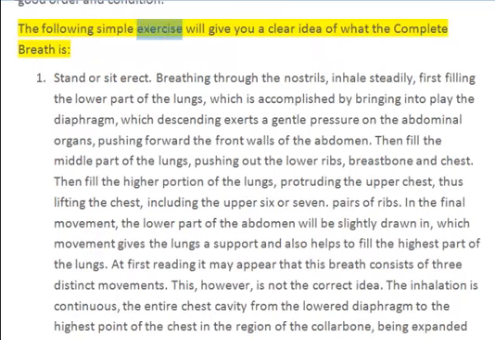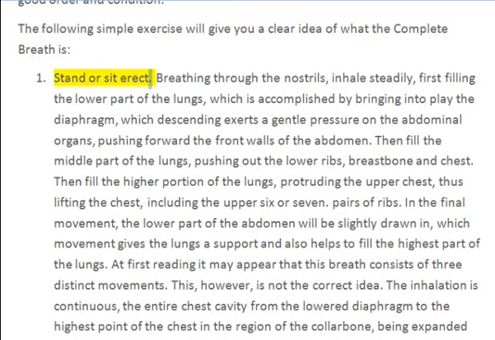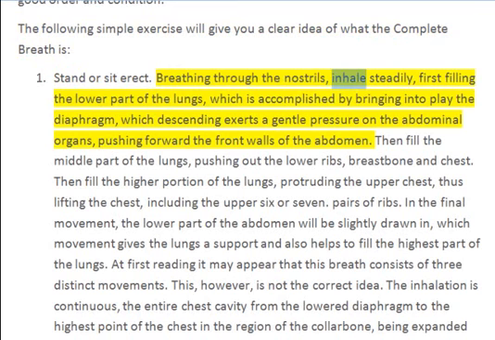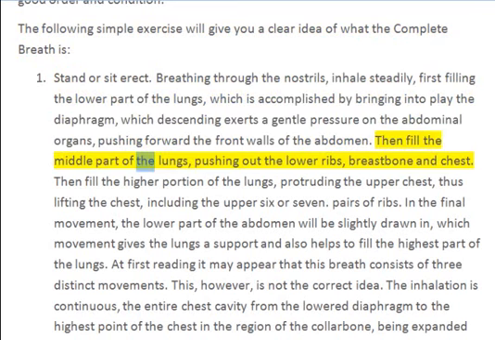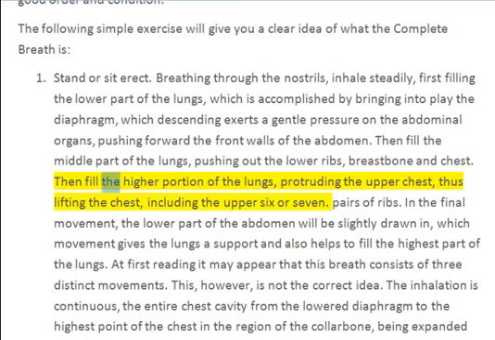The following simple exercise will give you a clear idea of what the complete breath is. Stand or sit erect. Breathing through the nostrils, inhale steadily, first filling the lower part of the lungs, which is accomplished by bringing into play the diaphragm, which descending exerts a gentle pressure on the abdominal organs, pushing forward the front walls of the abdomen. Then fill the middle part of the lungs, pushing out the lower ribs, breastbone and chest. Then fill the higher portion of the lungs, protruding the upper chest, thus lifting the chest, including the upper 6 or 7 pairs of ribs.